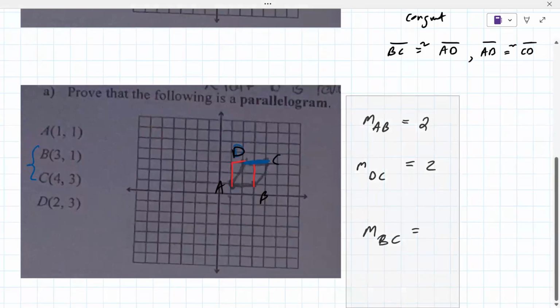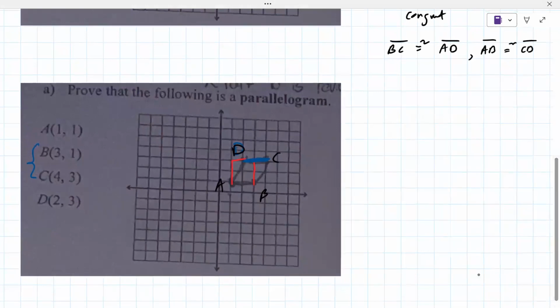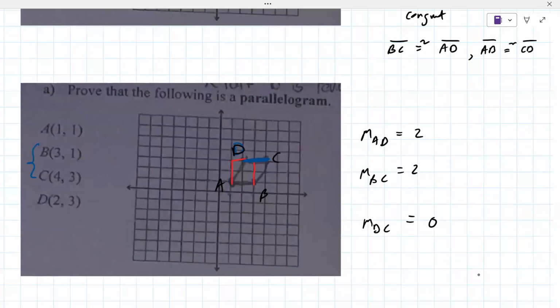Let me reset here. So the slope from A to D is 2. The slope from B to C is 2. The slope from D to C is 0. Horizontal lines have a slope of 0. Oh, okay. And that's why I was stalling, because you're giving me a number that's not zero. It's because I labeled it wrong. So what is the slope from A to B?